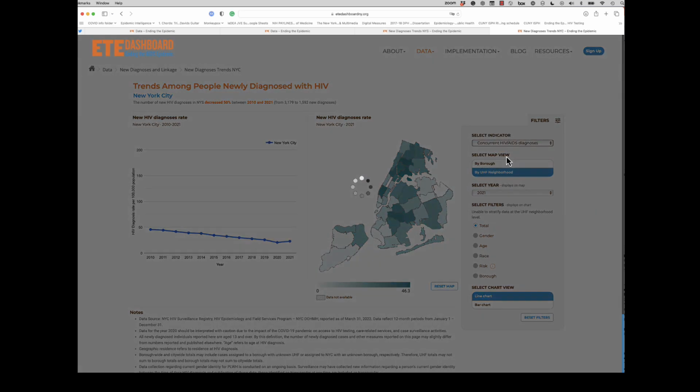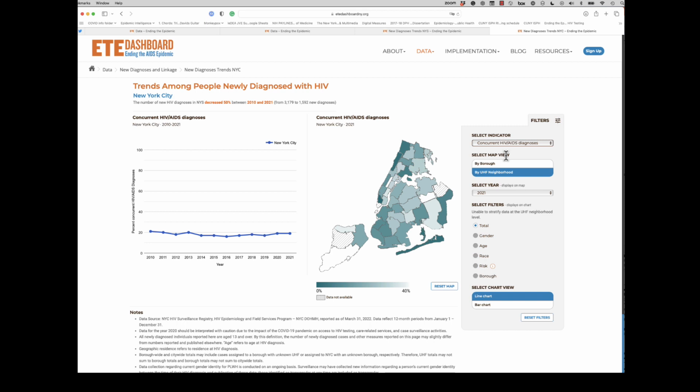Here's the outcome of concurrent HIV/AIDS diagnoses that I alluded to earlier. So what is the trend in that? You can see that there really hasn't been that much progress in reducing the proportion of people who are diagnosed with AIDS at the time they're diagnosed with HIV infection. And again, you can begin to see how this varies by neighborhood. It might help inform how you want to target HIV testing activities.